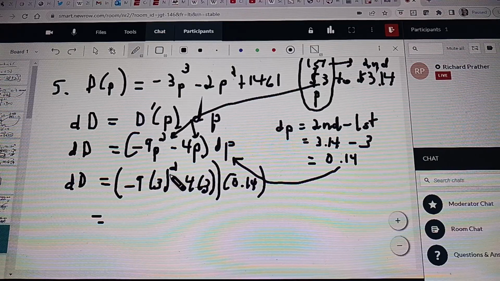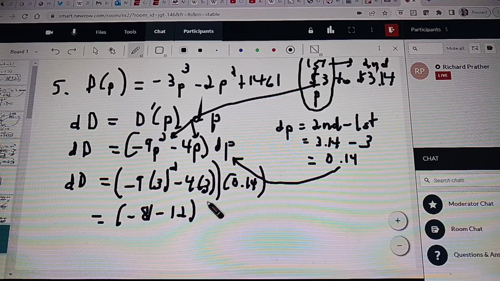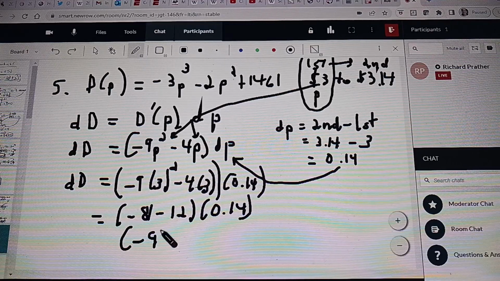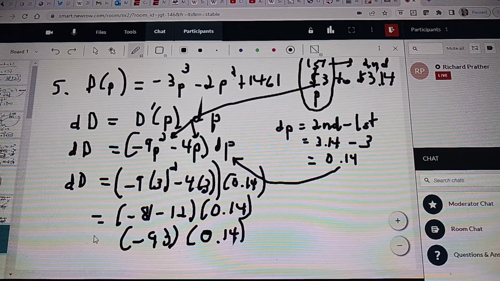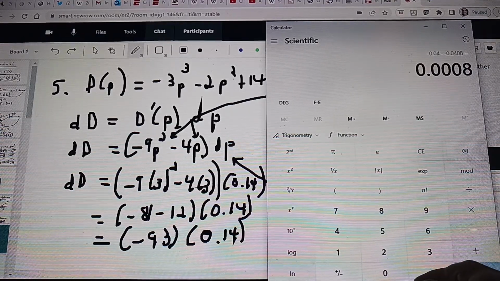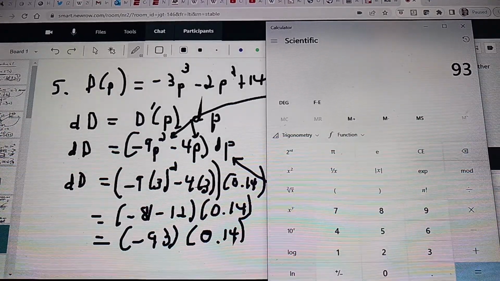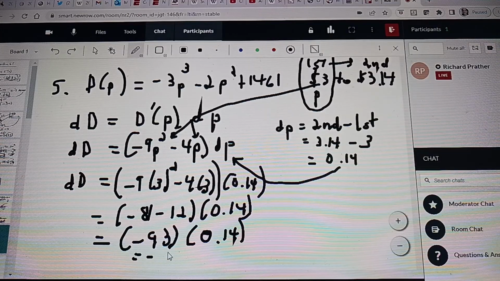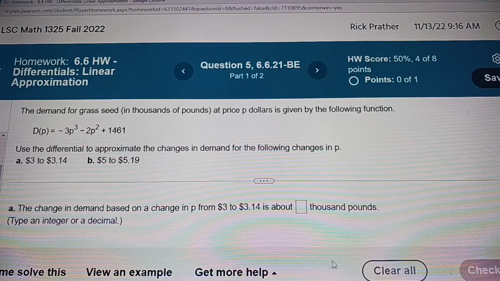So 3 squared is 9. 9 times negative 9 is negative 81. 4 times 3 is 12. Negative 93 times 0.14. And this actually makes sense already that the answer is going to be negative, because when price goes up, demand goes down. That's the law of supply and demand in business. So negative 93 times 0.14, the demand goes down by negative 13.02. There's a decrease of 13.02 in demand.